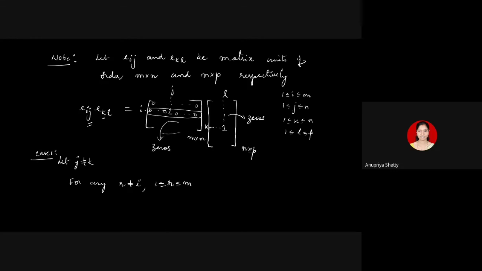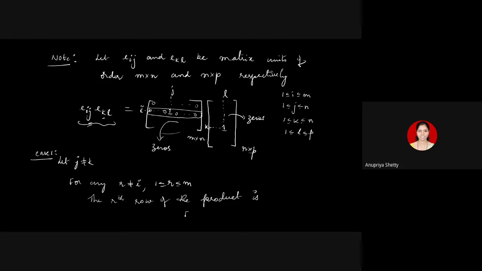What am I choosing? I'm choosing any number R, a row index R, which is different from this I. And then I'm looking at the rth row of the product. The product I'm looking at is Eij into EKL. How do I get the rth row of the product matrix?